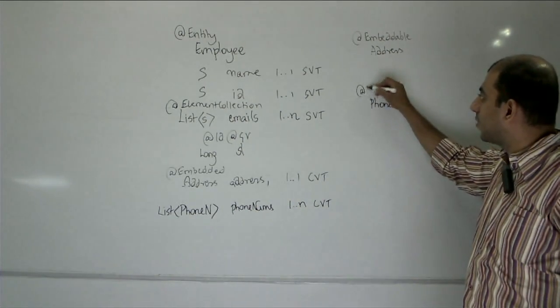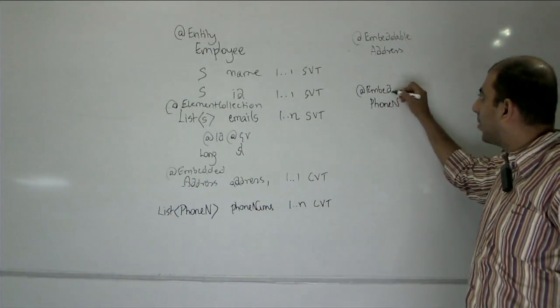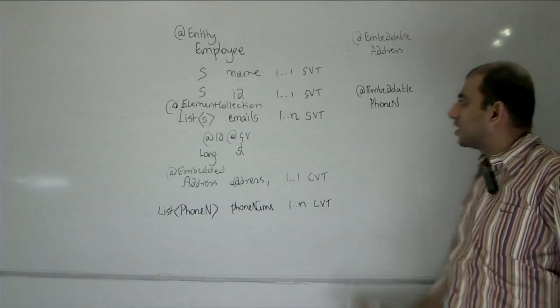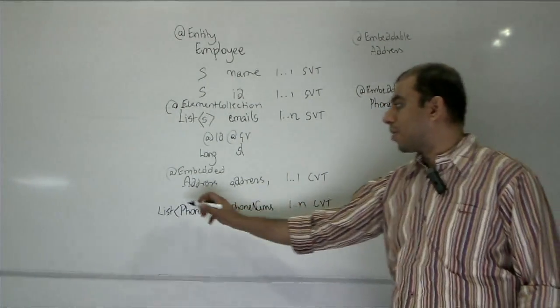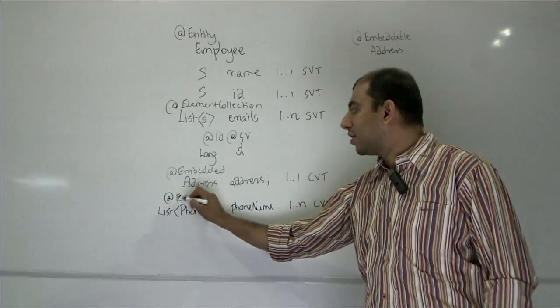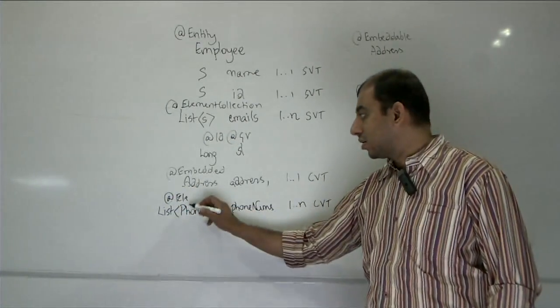Now what is phone number? A separate class, which means again we will map it as @Embeddable. Why? Because this is not an entity. It is a value type after all. Above this, what will we map? Not @Embedded. This is a list, @ElementCollection.